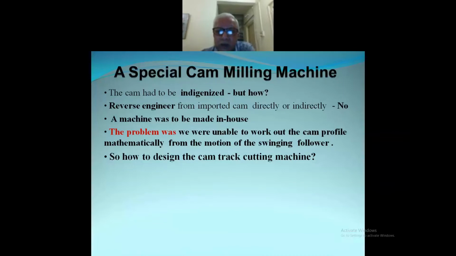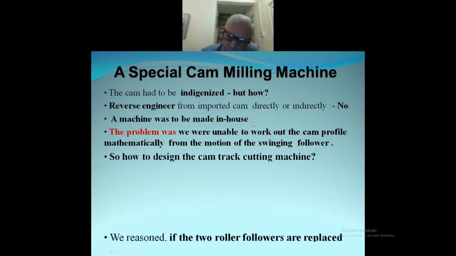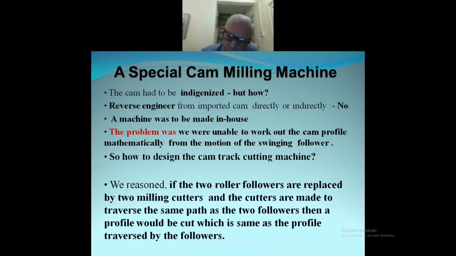That is the state of affairs. Now, how do I then design this cam track cutting machine without knowing much of mathematics? We reasoned it out like this. If the two rollers, followers, can be replaced by two milling cutters, and the cutters are made to traverse the same path as the two followers, then a profile would be cut which is the same as the profile traversed by the followers.